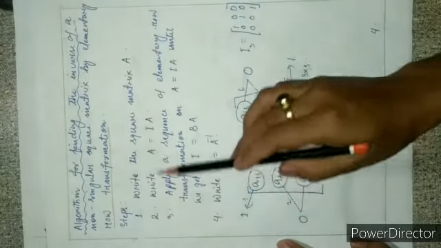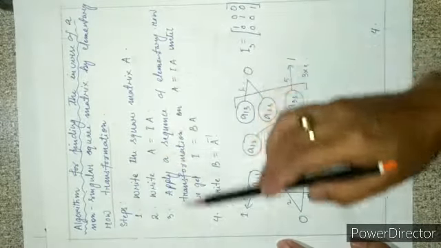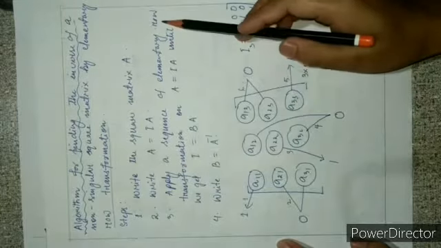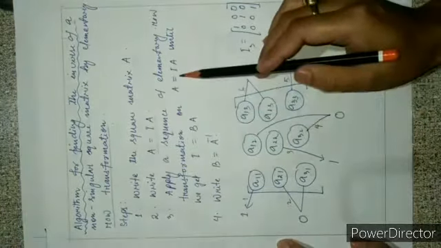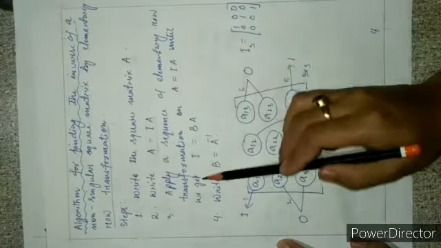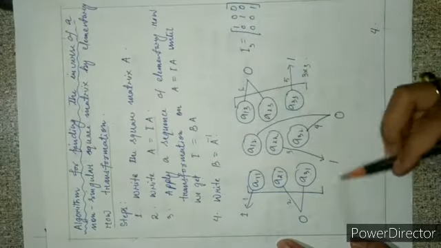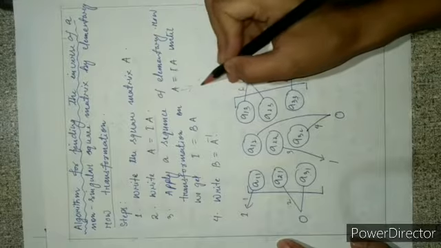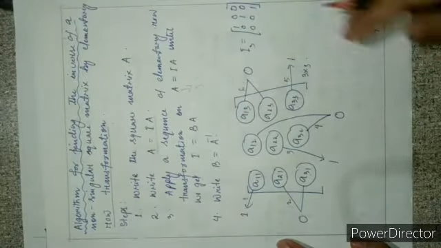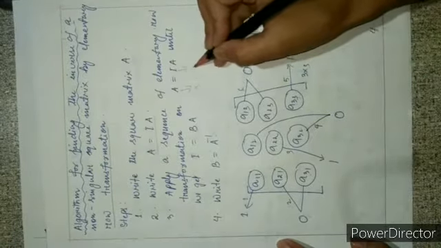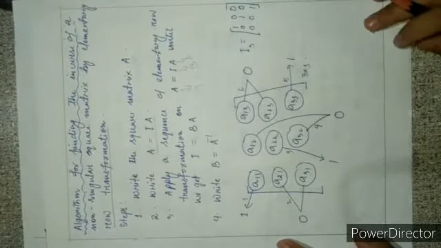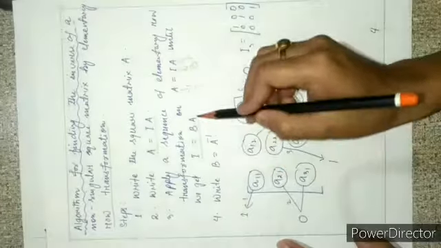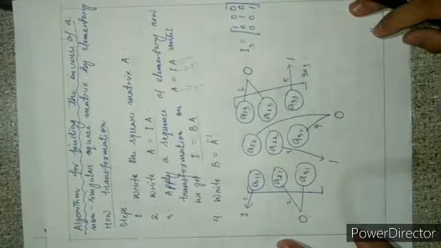Step number 2, write A is equal to IA. Step number 3, apply a sequence of elementary row transformations on this matrix equation A is equal to IA until we get I is equal to BA. This matrix A should be converted into matrix I, then this matrix I is converted into another matrix B, and matrix A is the same as A. Then we get another matrix equation, I is equal to BA.